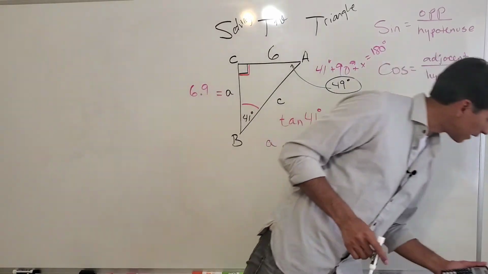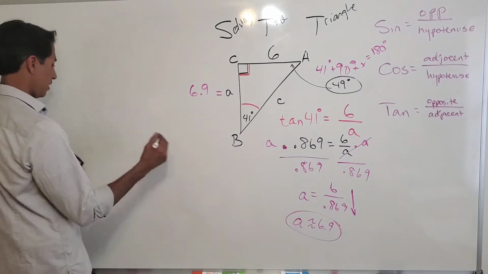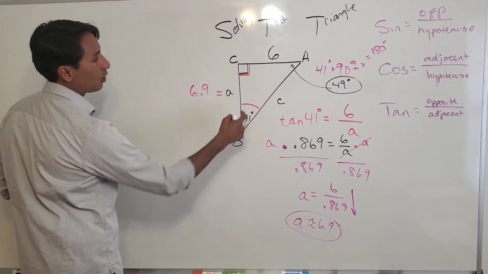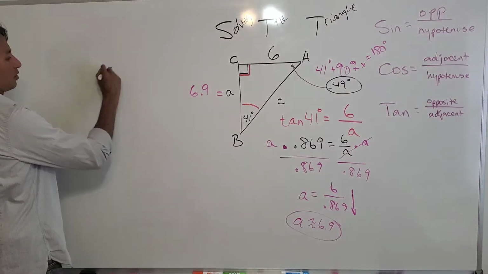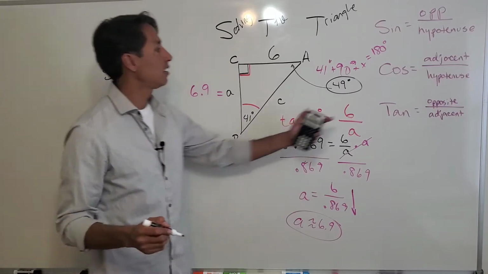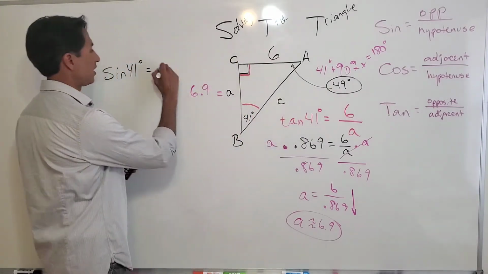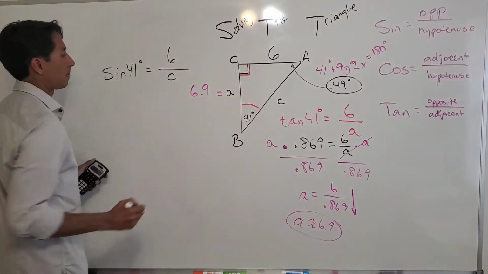And so then let's see here. It looks like the book wanted to use sine 41. So I'm going to use some space over here. They used sine because they can do sine 41. So I have sine 41 degrees equals the opposite, which is 6, over the hypotenuse, which is C.